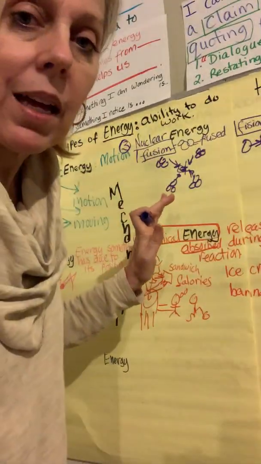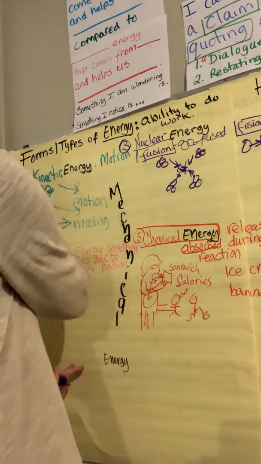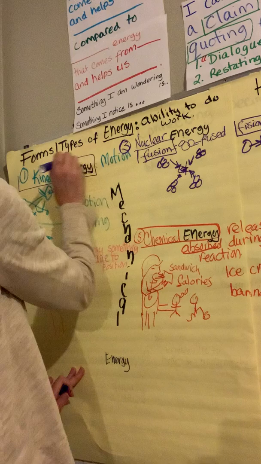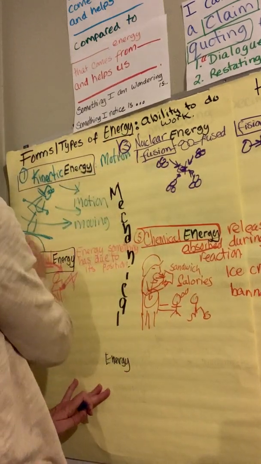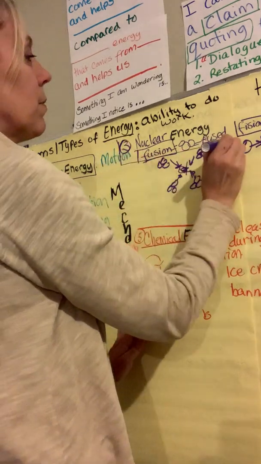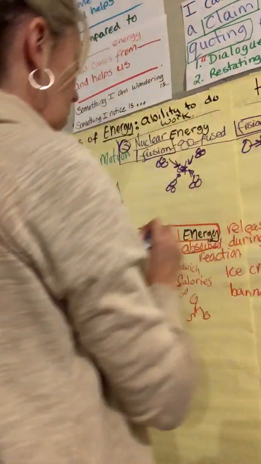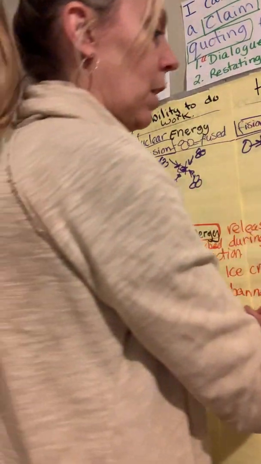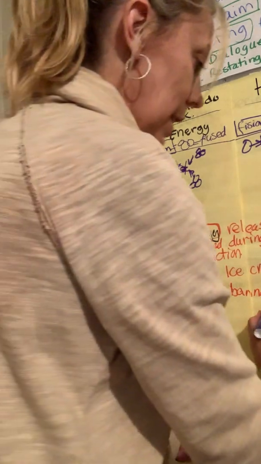And so I would come back at the end and say, we have learned about 9 different forms of energy: kinetic, potential, nuclear, thermal, chemical, geothermal, sound, light, and electrical.